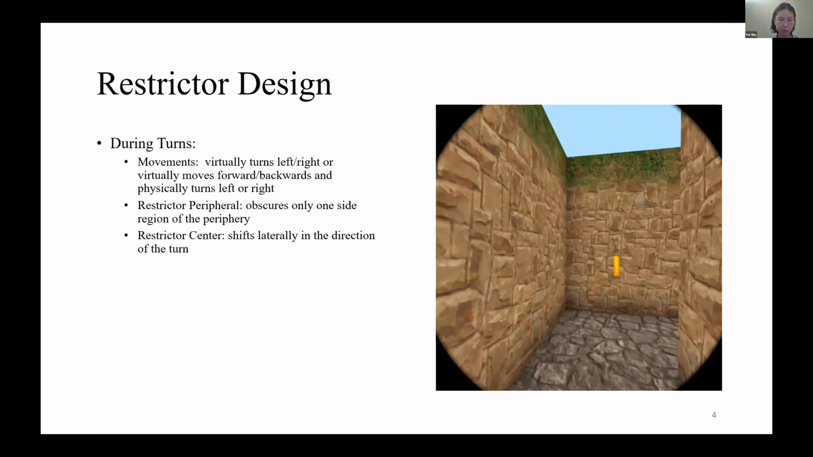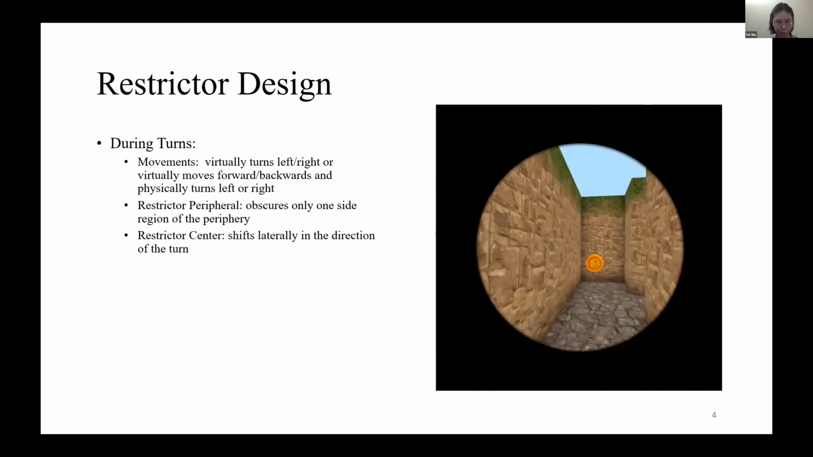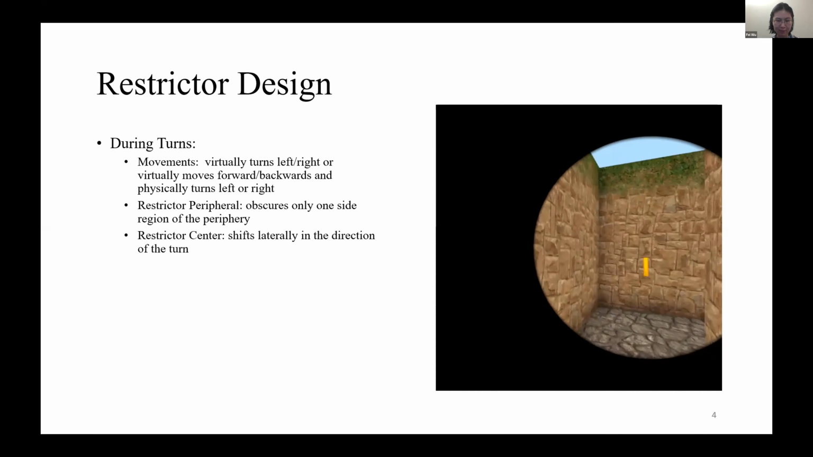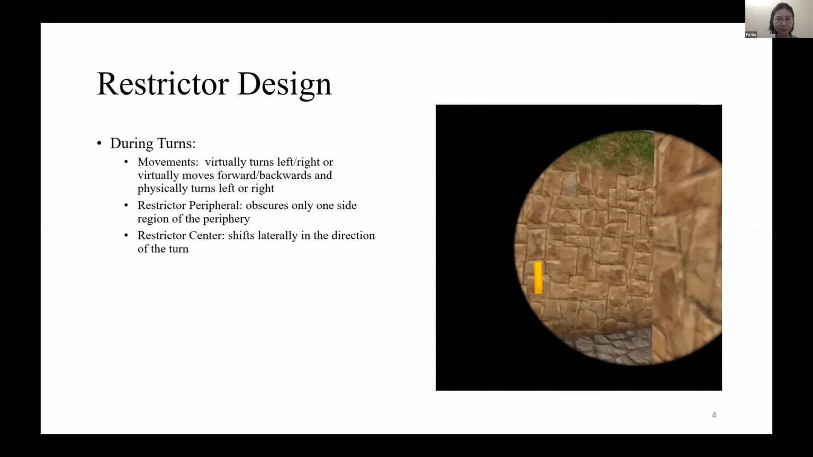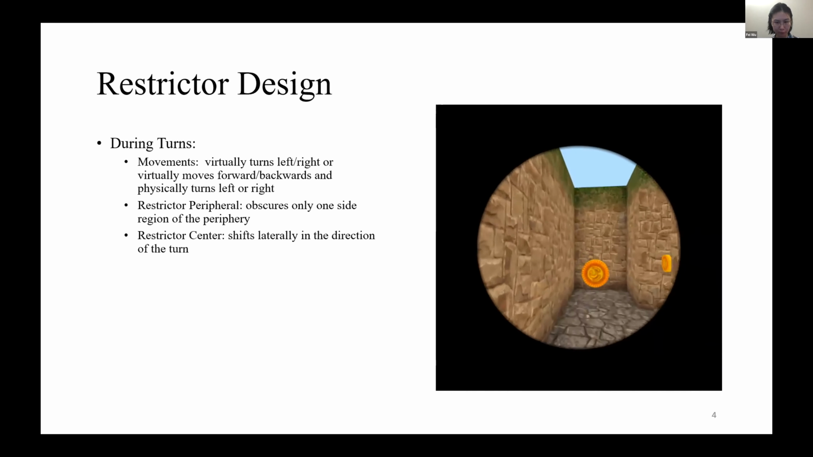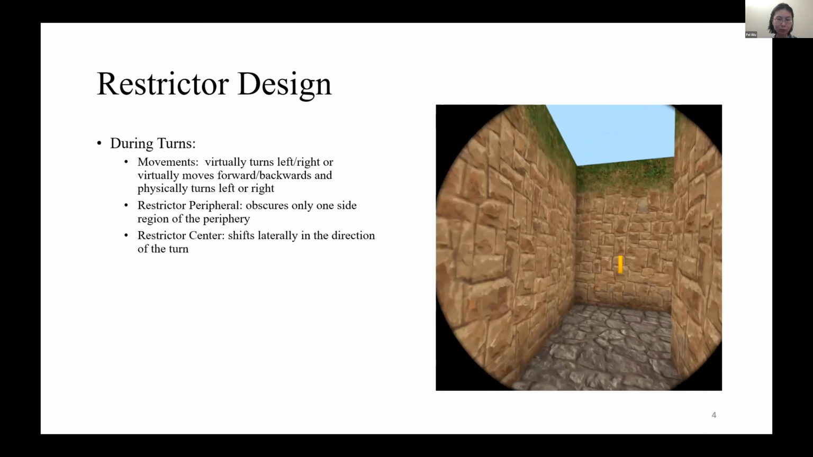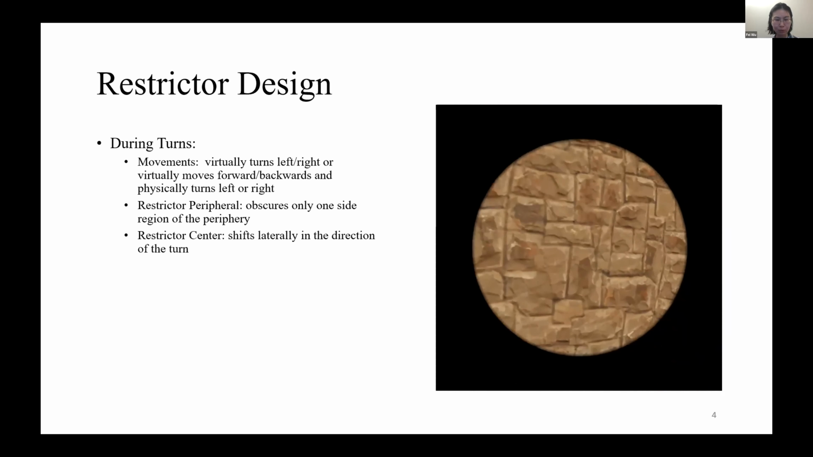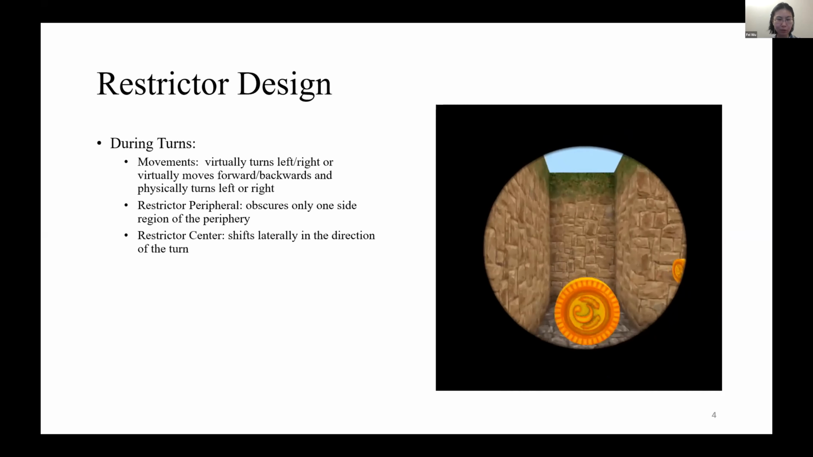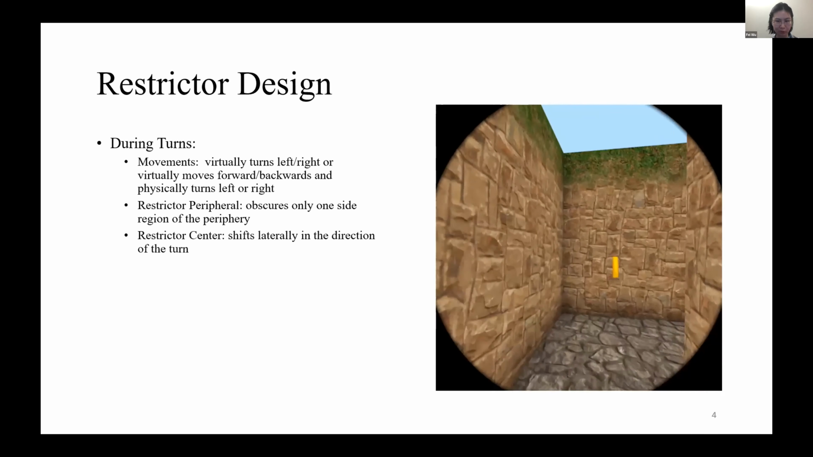To address those problems, we propose and evaluate a novel variant of field of view restriction, which we refer to as the side restrictor. Our technique uses an asymmetric mask that obscures only one side region of the periphery during virtual rotation. If the user turns virtually to the left or right, or virtually moves forward or backward and physically turns left or right, the field of view is restricted only on the side opposite to the turn direction.